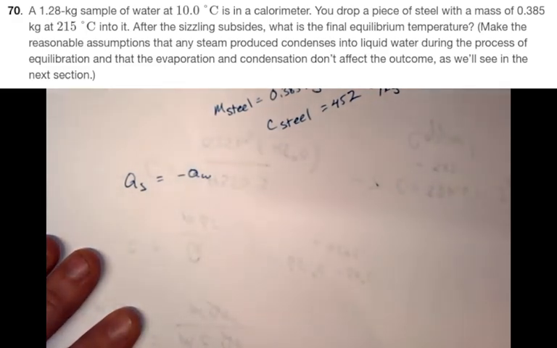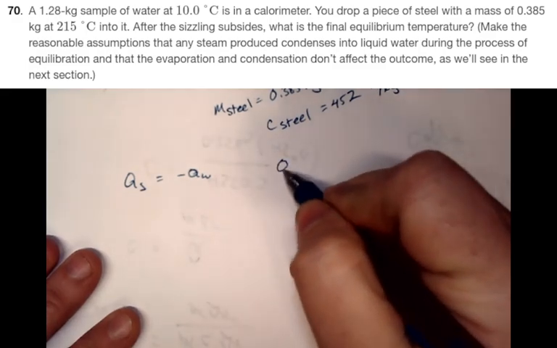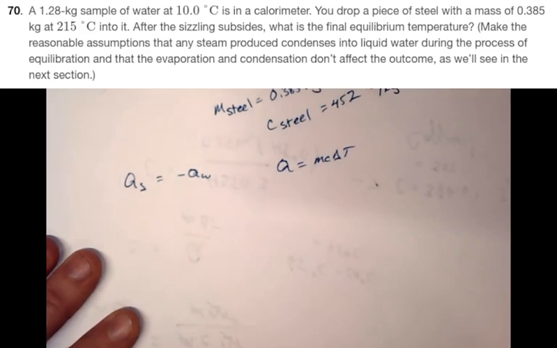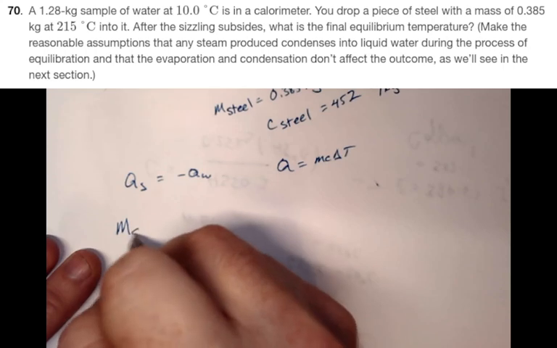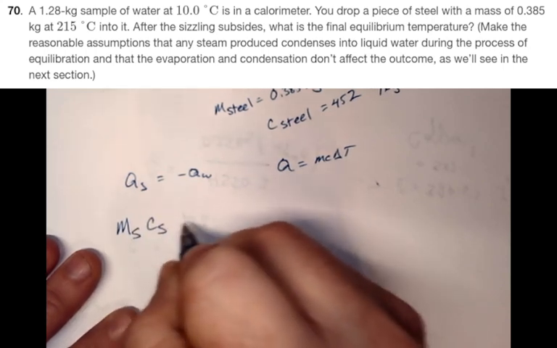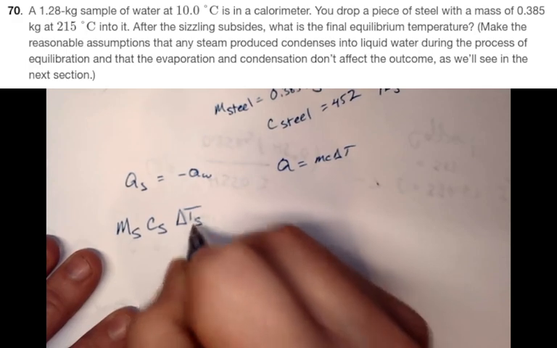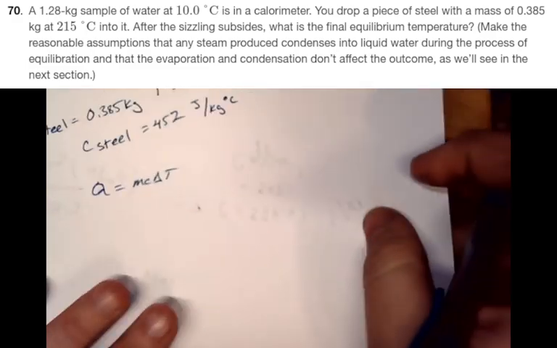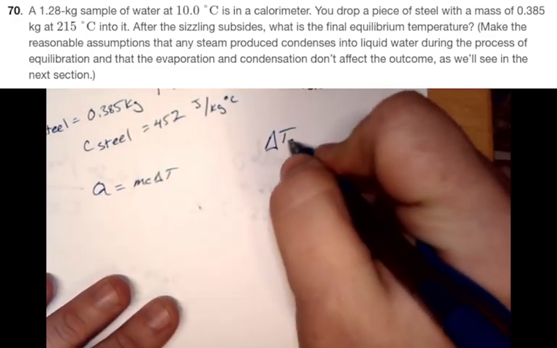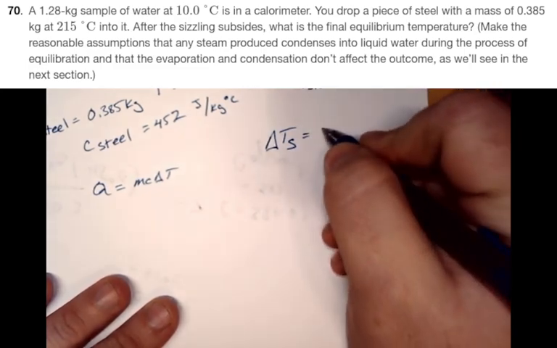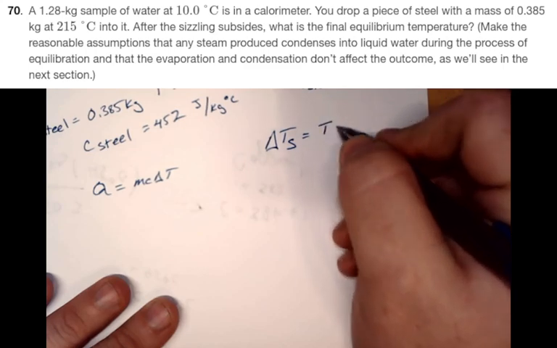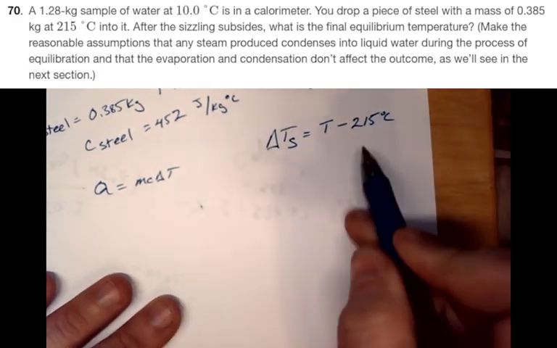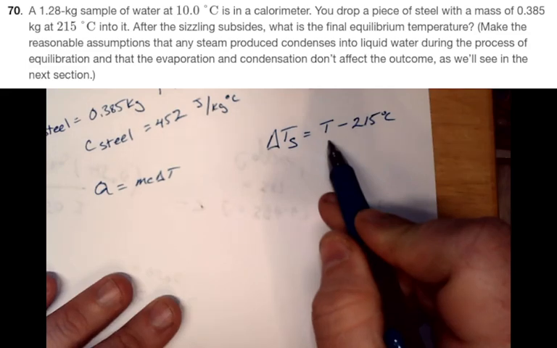And then we know that Q is mc delta T, using all the things that we've already used. So the mass of the steel times the specific heat for steel times delta T for the steel. That's going to have a variable in it. So move over here for it. Delta T for the steel is going to be final minus initial, so T minus 215 degrees Celsius. We don't know what this T is. That's okay. We're just going to put it in.